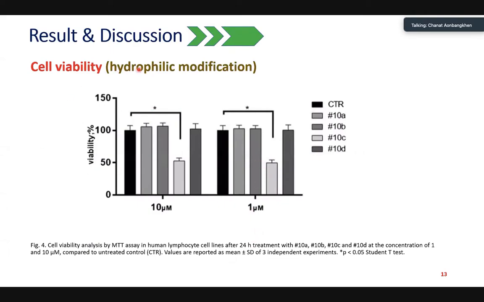The modification of the hydrophilic head at 10 micrometer, when we check for the 4 compounds, you can see that 10C has a sharp reduction of the cell viability, which means that at 10 micrometer and 1 micrometer, the cytotoxicity of 10C is too high. So it will not be considered for that.